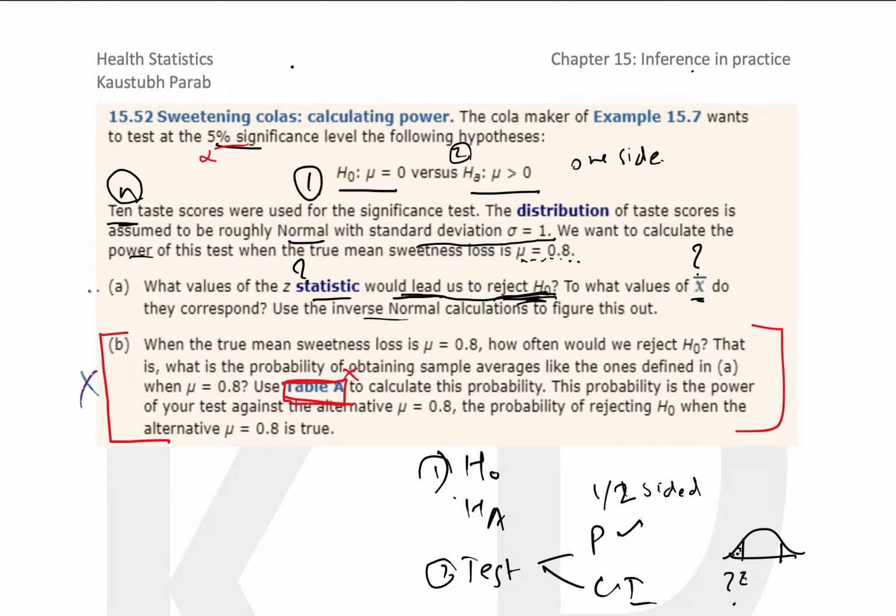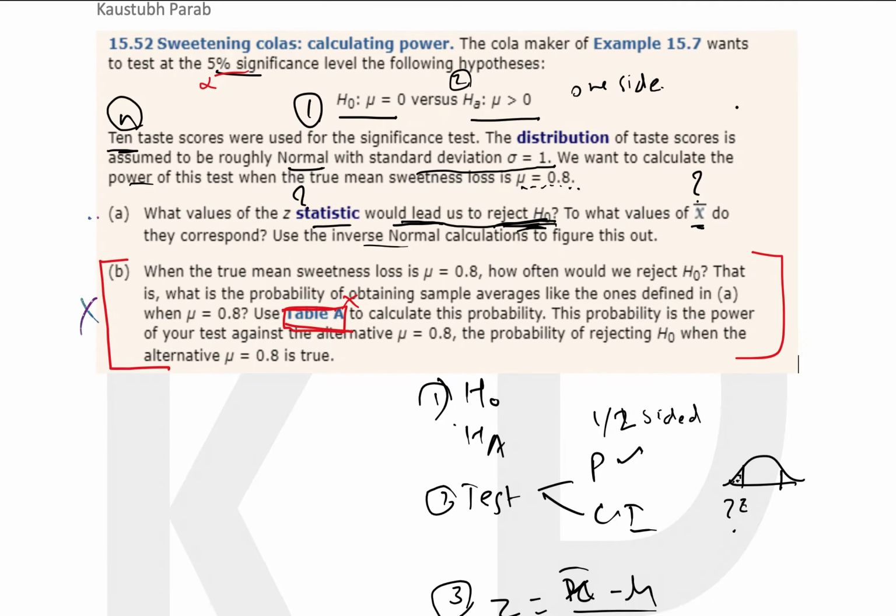Hi, in this lecture we are going to go over some of the questions and concepts based on chapter 15, inference and practice. If you read through this question regarding calculating power, the hypothesis is given to us: a cola maker wants to test at 5% significance level the following hypothesis. So we know the significance level alpha is 5%.